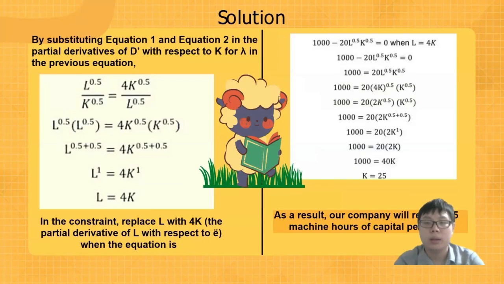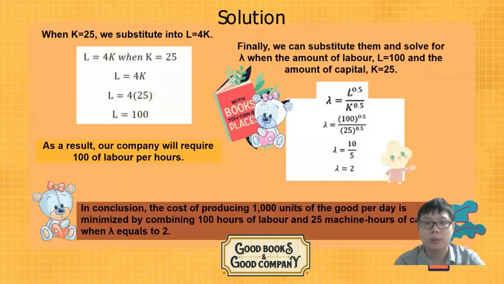So change the L to 4K. We have the equation 1000 is equal to (20 times 4K) whole bracket to the power of 0.5 times K to the power of 0.5. So we get K is 25. As a result, our company will require 25 machining hours of capital per day.